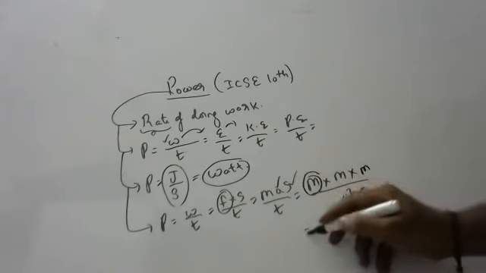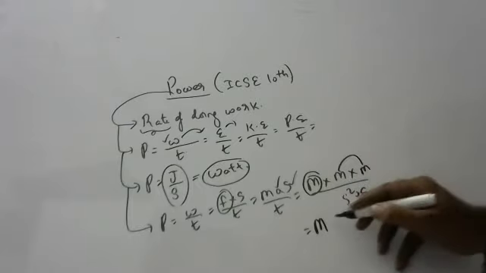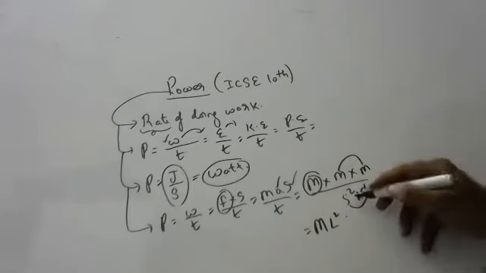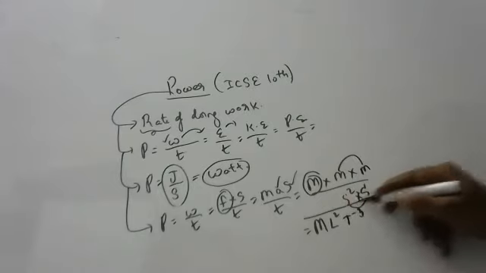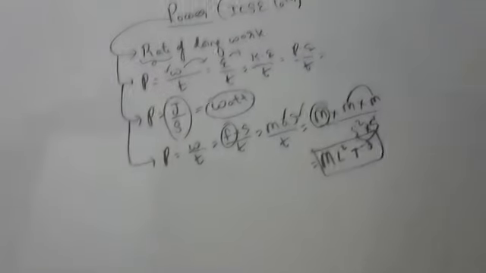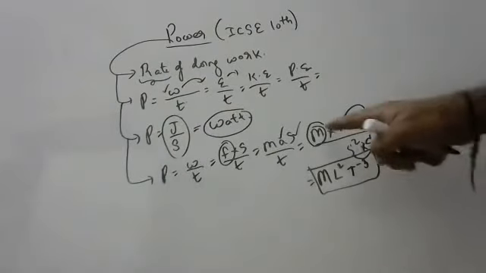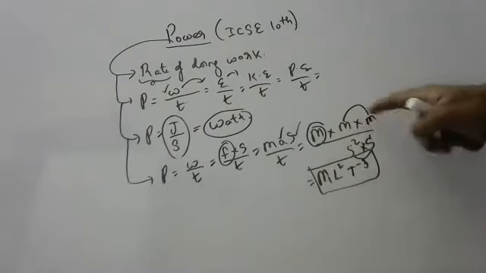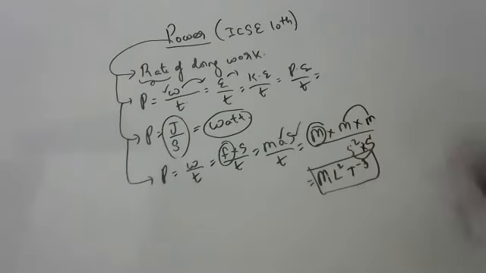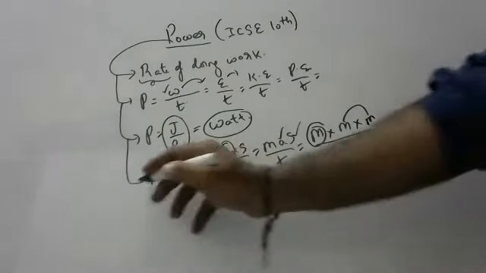So children, mass is M, meter into meter is L square, T square into 1 is T cube. So ML square T to the power minus 3 is the unit of power. This is not in your syllabus, children. Just say the whole dimension formula if you want to write it: M means mass, two distances are there, L square, three times are there, T cube. It's not there in your syllabus. If you want, you remember, or else not.